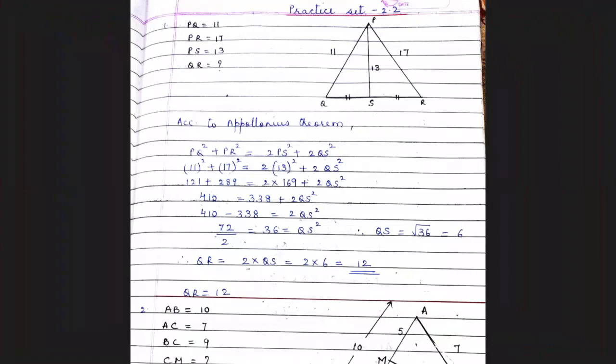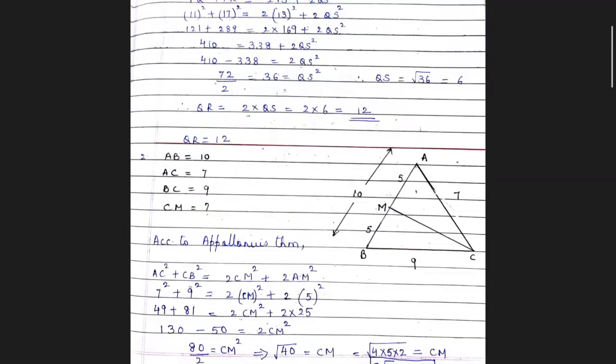Okay. Now, substitute the values. 11 square is 121, 17 square 289. When you add, you get 410. 2 into 13 square, which is 169. 2 into 169 is 338 plus 2QS square. Take 338 to the left hand side. 410 minus 338 is 72 is equal to 2QS square. So when you divide it by 2, QS square, you get 36 and therefore QS is equal to 6. If you look at the question, you are asked what is QR. So twice QS will be QR. So 2 into 6, your answer is QR is 12.